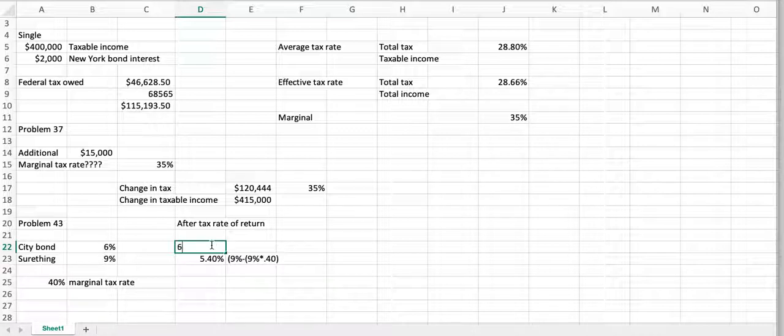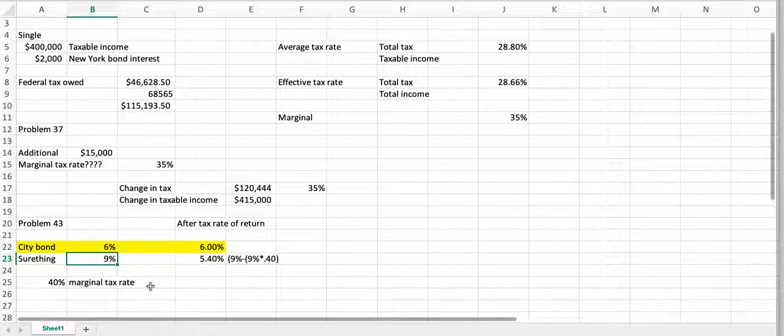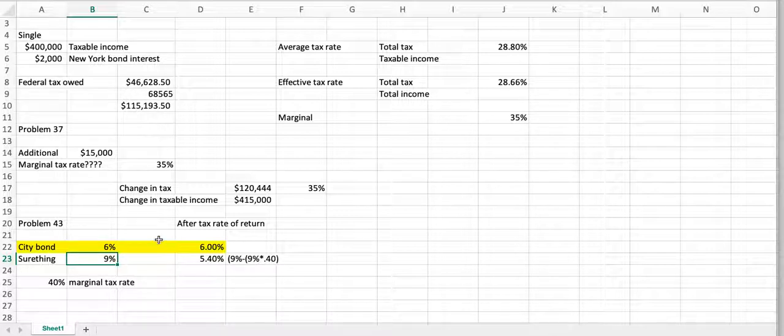However, his after-tax on the city bond, because he doesn't have to pay tax on that, is 6%. So he should actually choose the city bond, even though the sure thing bond pays more. Now, in what world would it be better for him to buy the sure thing bond? Well, if he's at a lower tax rate. So if he's sitting at 10%, then he's way better off doing the sure thing. So we have to know what that marginal tax rate is in order to answer a question when someone asks us about their taxes.